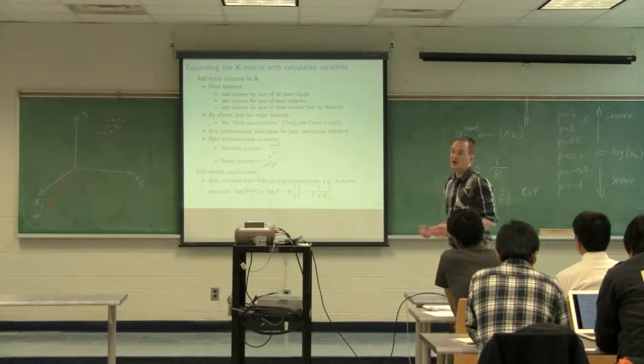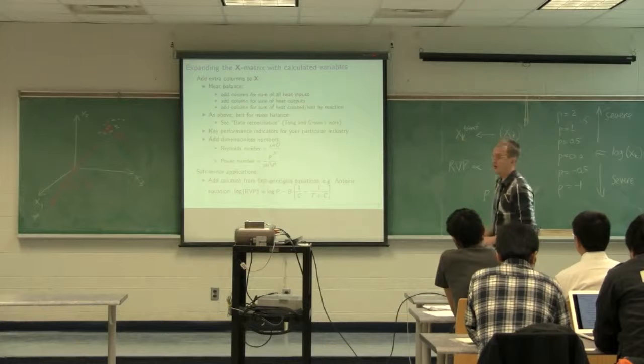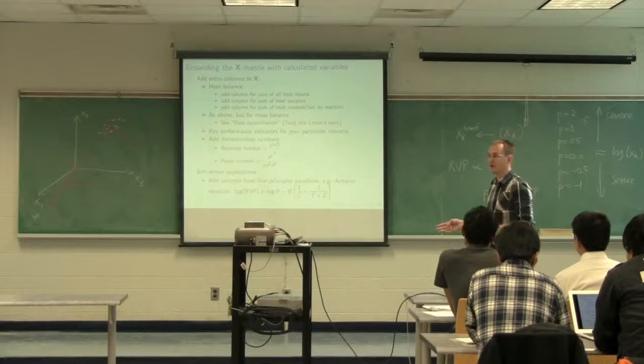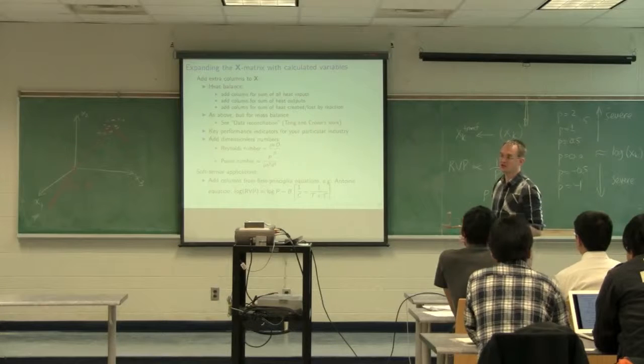If you're building a soft sensor model, you'll almost always find that it will go up. Put it this way, I've never seen a case where adding stuff to your X space decreases your predictive ability of your model. If anything, PLS and PCA will just put zero weight on it if it's not important. You can go try that.